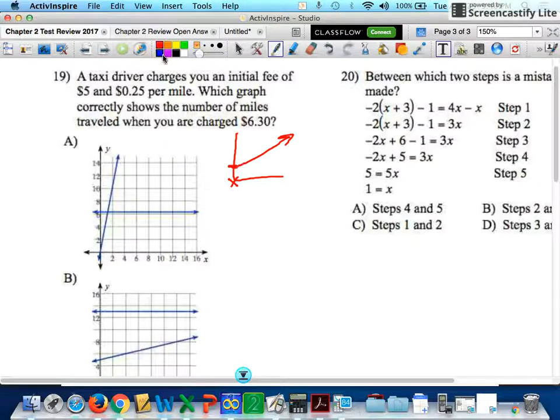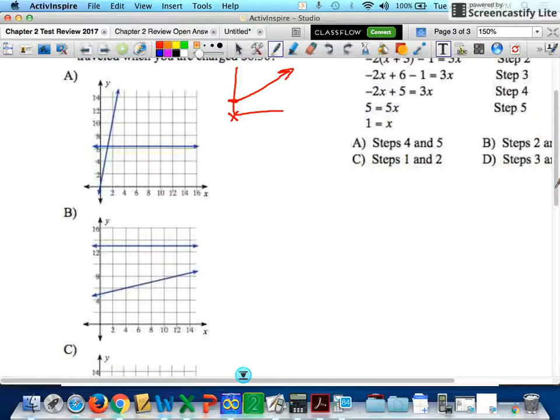Then we also want to know where this graph gets to a number of miles traveled that charges $6.30. So we know that's going to be a constant function. So I'm looking for a graph that starts at 5 and goes up. I'm looking for a constant function at $6.30.